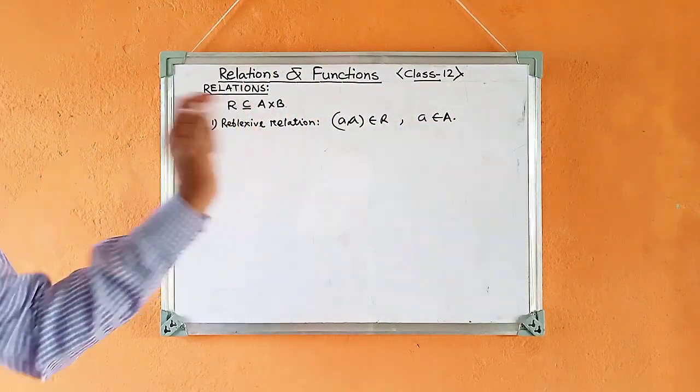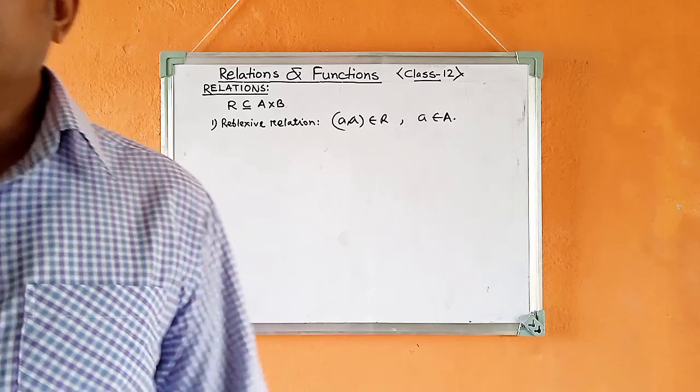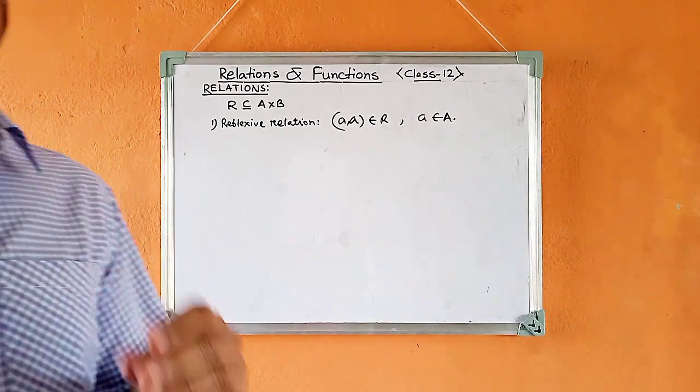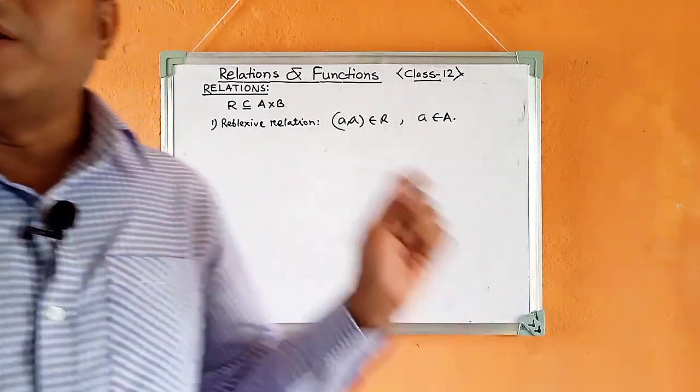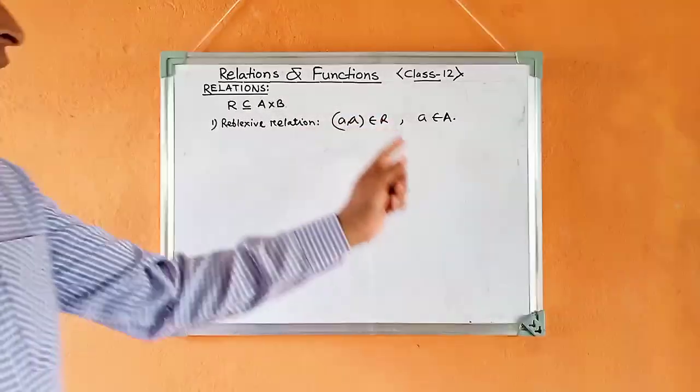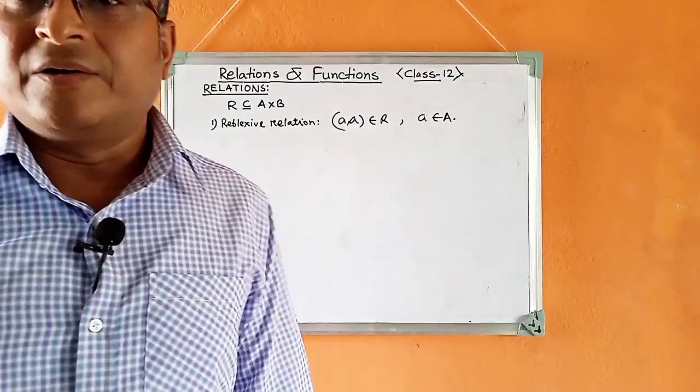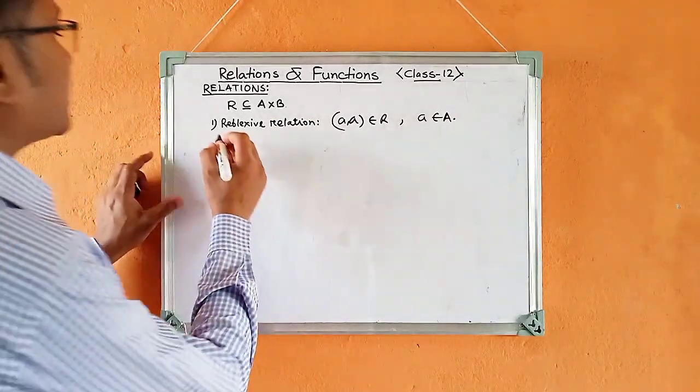I repeat, what is a reflexive relation? A relation R in a set A is called a reflexive relation if (a, a) belongs to R for every a belonging to capital A.